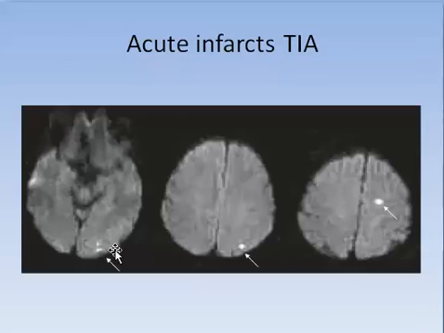This is acute infarct, GIA. Examples of GIAs seen as restriction in diffusion weighted images.